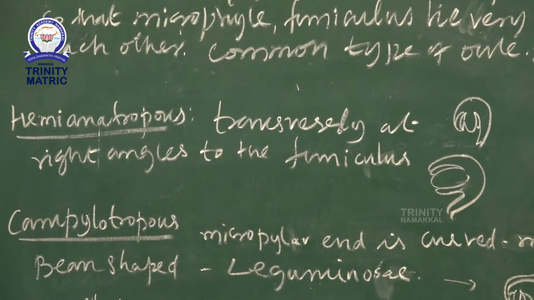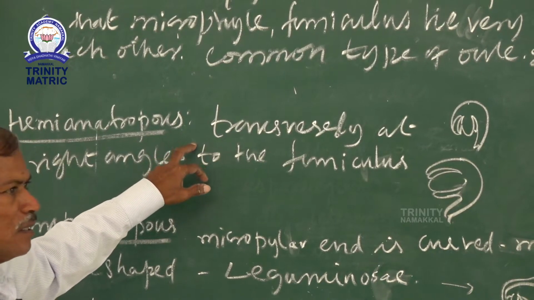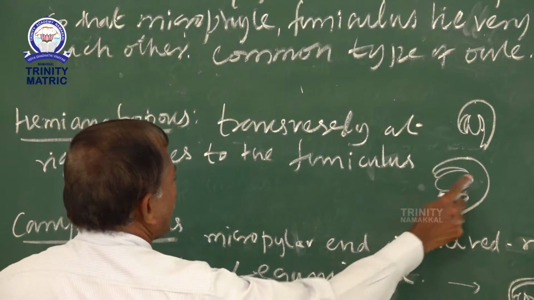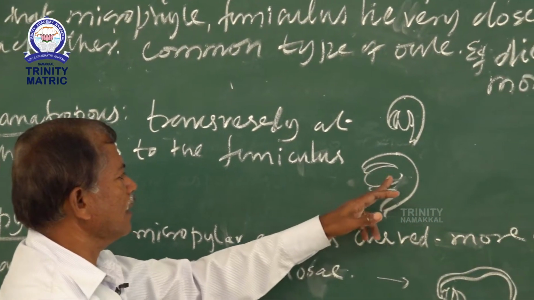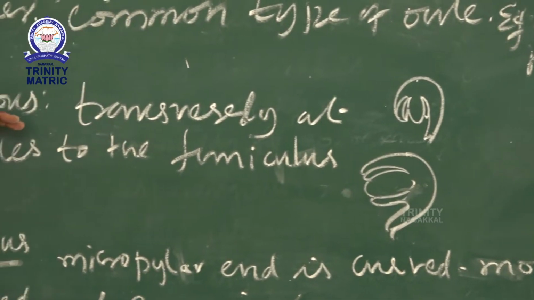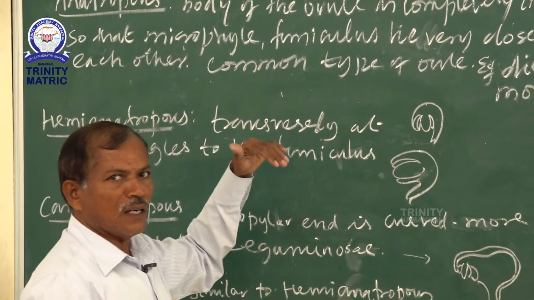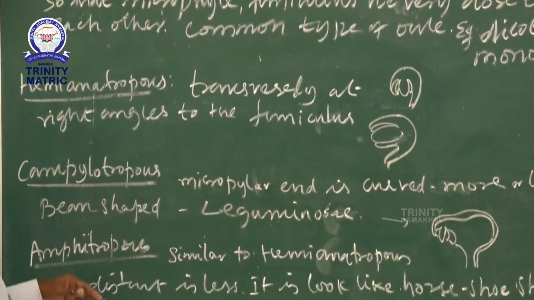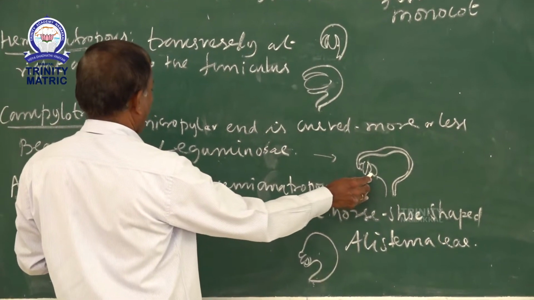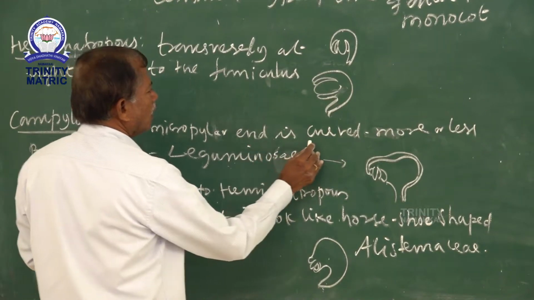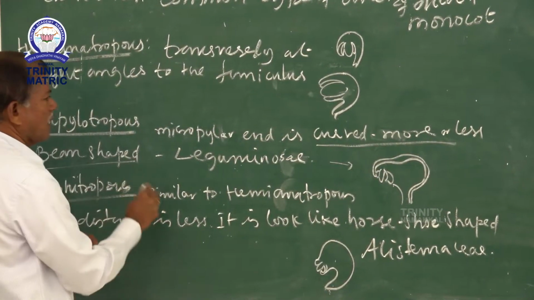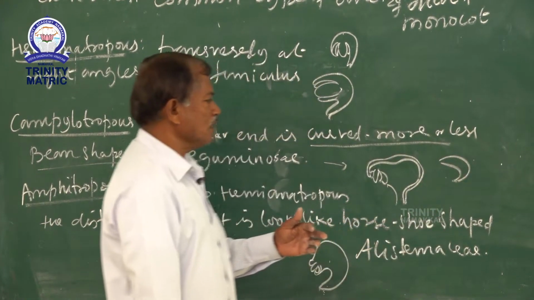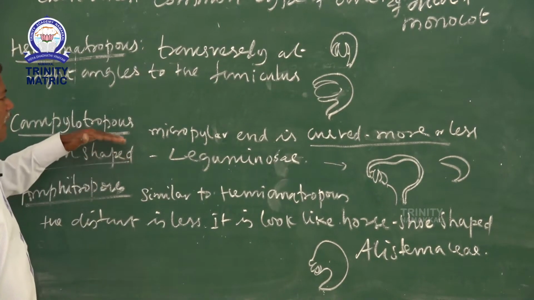Hemianatropous ovule: when the micropyle and chalaza are placed transversely, at right angles to the funicle, it is called a hemianatropous ovule. And then the campylotropous ovule. The funicle and micropylar end are curved, more or less bean shaped. It looks like a bean shaped structure. So this type is called campylotropous.